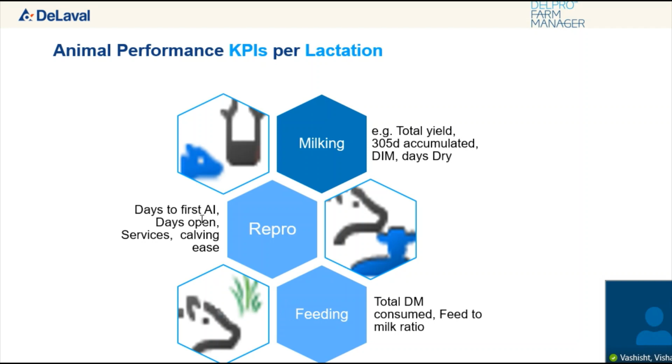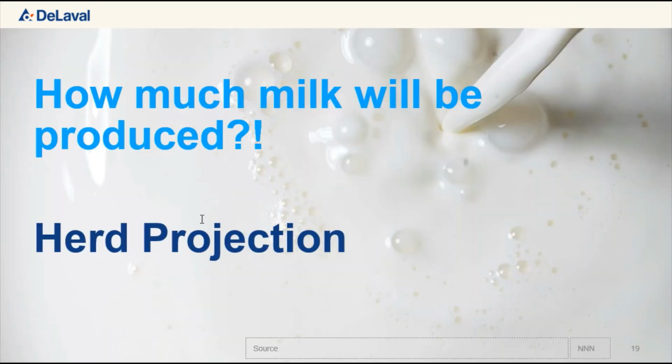We can set the KPIs for animal performance, like in 305 days, what should be her total milk production, what should be the KPIs for reproduction and feeding, etc. And then we can track our goals, how far we are from the goals.